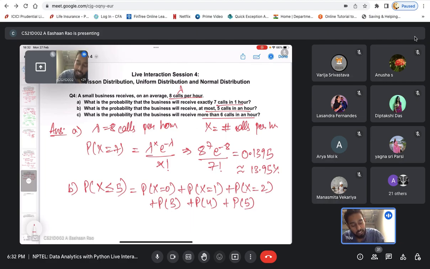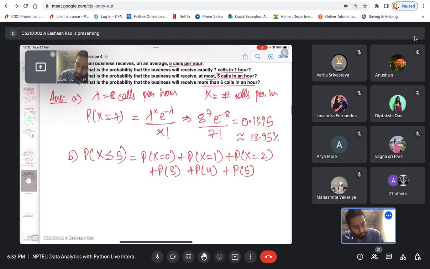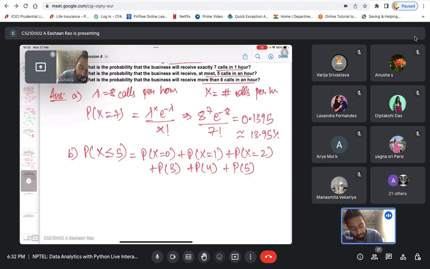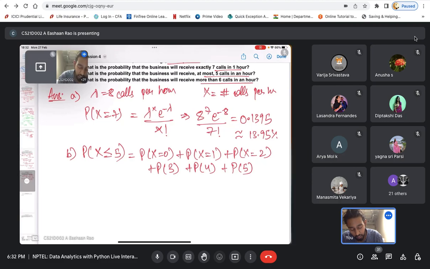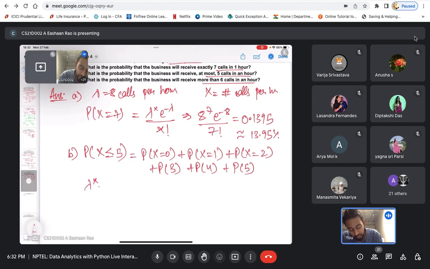Now, directly instead of calculating for each thing, you can simplify the maths here. Since we have lambda^x e^(-lambda) over x factorial, here x is changing all the time. So what you can do is just take e^(-lambda) out, and you can just solve this equation with the multiple terms that you are having.